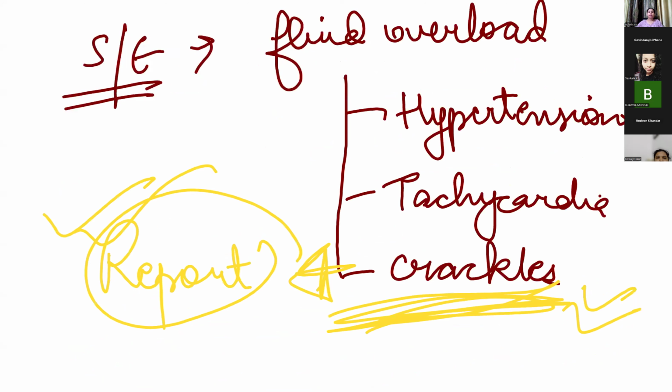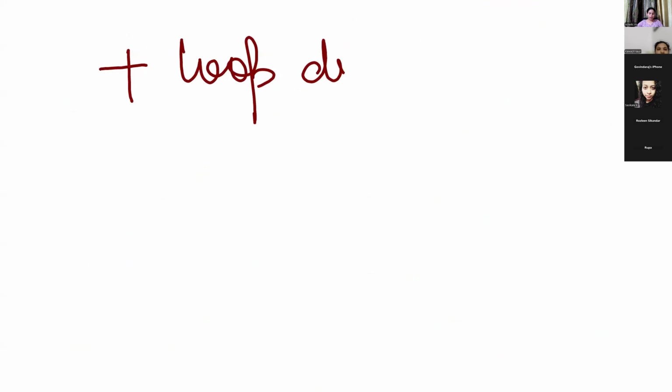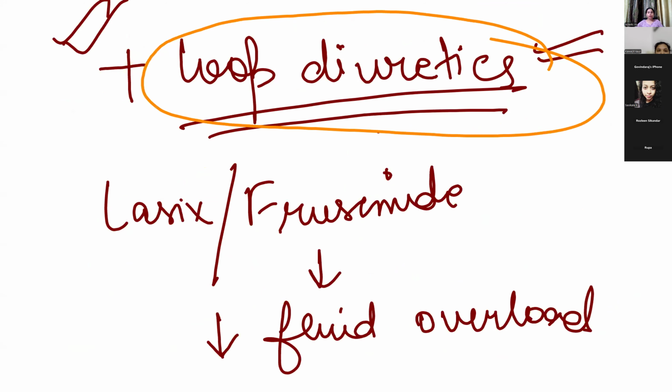Next, what are the side effects of mannitol? Fluid overload. In that, hypertension, tachycardia, and crackles will happen. If crackles are there, we immediately need to report to the physician. And to tackle this, what do we give? A loop diuretic, Lasix or furosemide. Mannitol plus loop diuretic.